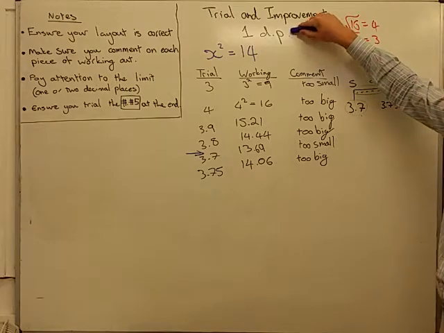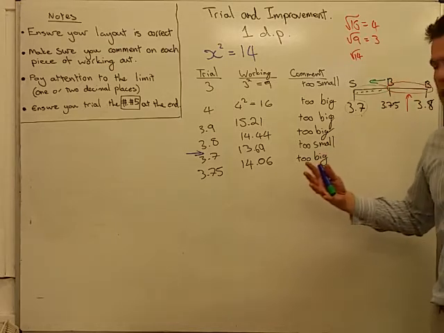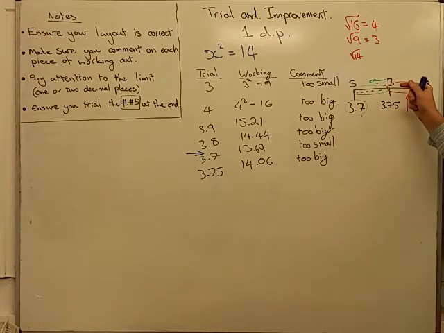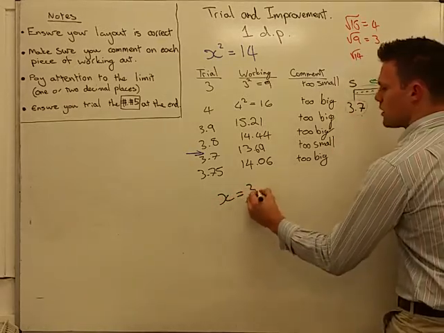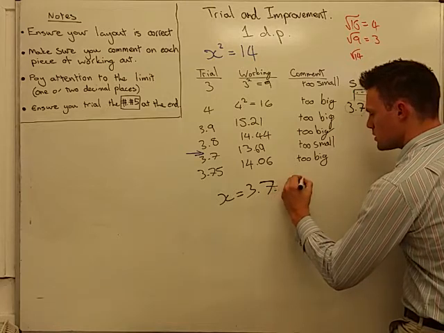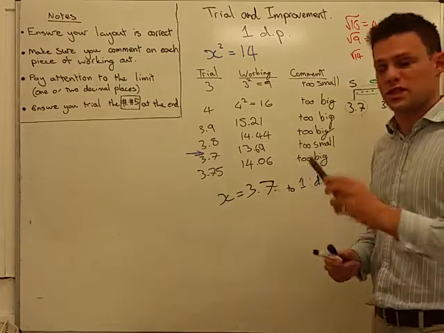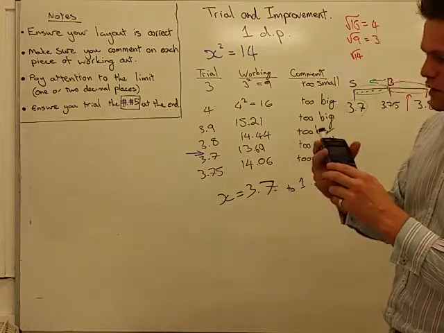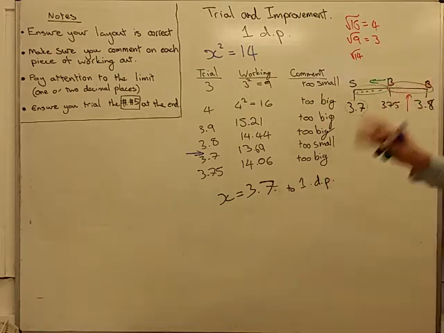So my limit here, to 1 decimal place, has told me that even though 3.75 is too big, I don't have to continue trialing it, because I know that my answer will sit on that side. So I can say that x is equal to 3.7 to 1 decimal place. And as I said, the root of 14 is actually 3.74165, and if I rounded that to 1 decimal place, it would be 3.7. Alright, so that's the basis of trial and improvement.